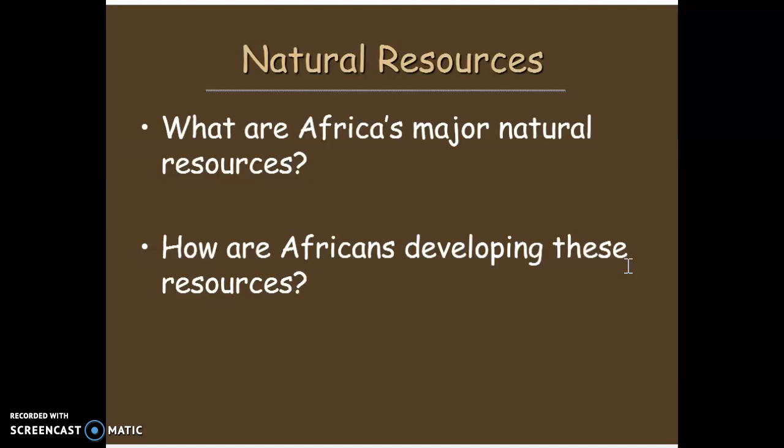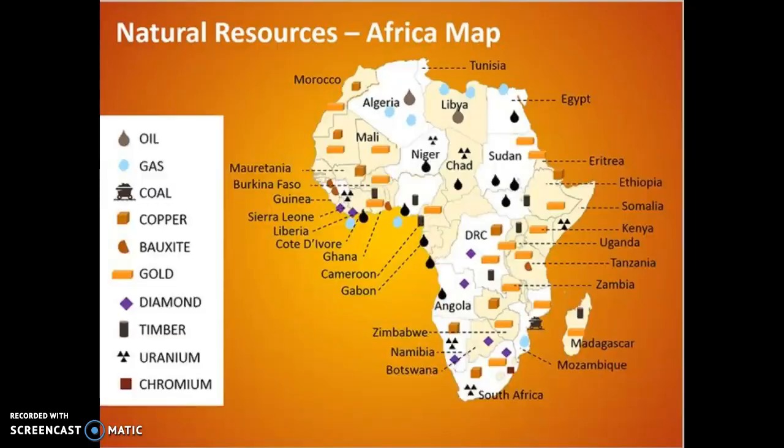So the questions we'll be answering today are: what are Africa's major natural resources? How are Africans developing these resources? When we look at a map of Africa's resources, we see that Africa actually has quite a few resources. Resources refer to anything that can be used by man. Natural resources are things that are found in nature that then can be used by human beings.